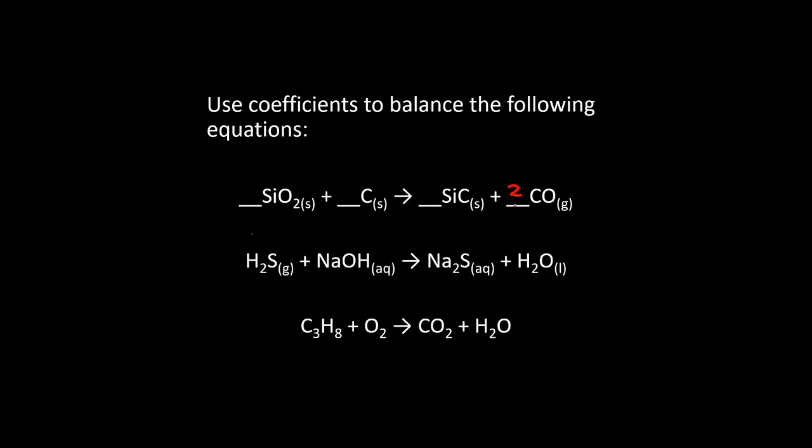Thankfully, there's a really easy way to fix this, because here we have just carbon all by itself. And so we can do 3 of those, and now we have a balanced chemical equation. 1 silicon, 1 silicon, 2 oxygens, 2 oxygens, 3 carbons, 3 carbons.